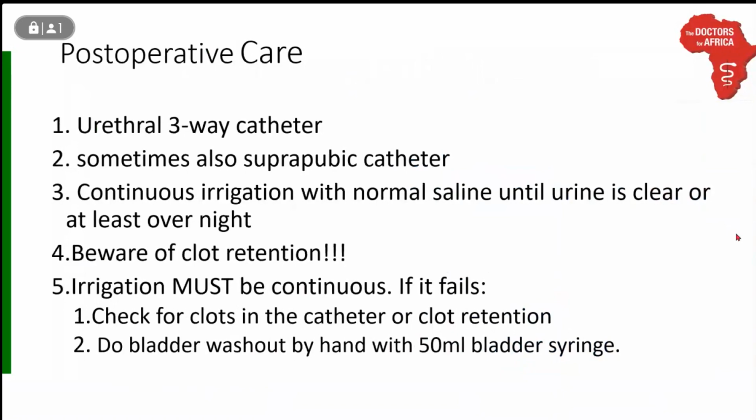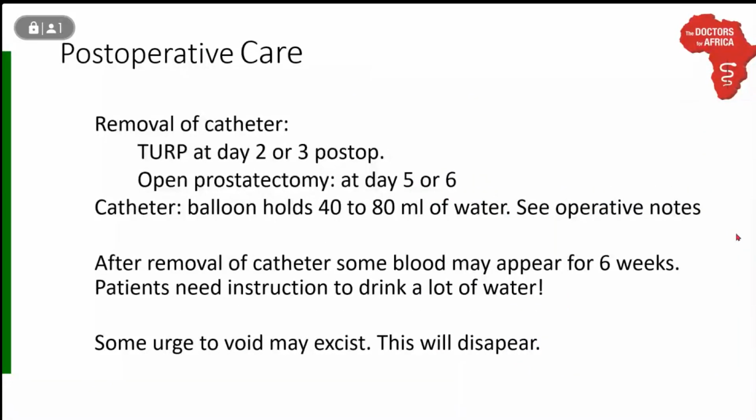The post-operative care. There's always a three-way catheter, sometimes also a suprapubic catheter. Continuous irrigation with normal saline until the urine is clear, or at least overnight. Beware of clot retention. The irrigation must be continuous. If it fails, check for clots in the catheter or clot retention. Do a bladder washout by hand with a 50 ml syringe. Removal of the catheter after a TURP is normally done at day 2 or 3 post-op. After open prostatectomy, it will be done at day 5 or 6.